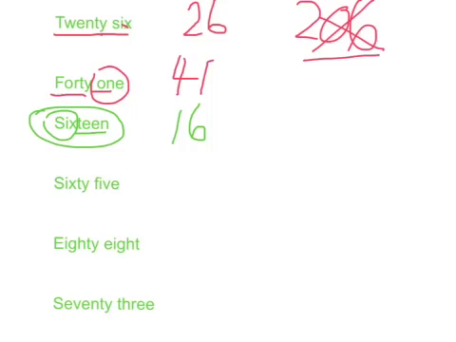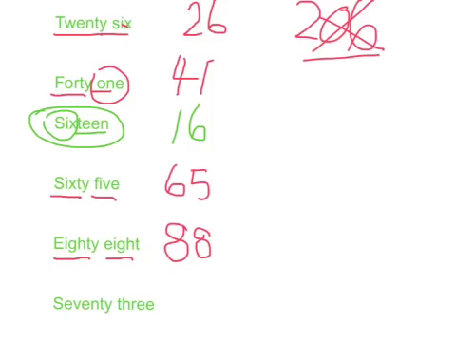Okay, our next word, sixty-five. Okay, so starting with the tens first. So sixty is 6 tens, and 5, we put the 5 after it to say 65. All right, let's look at our next one, eighty-eight. All right, starting with our tens, eighty. So I know that's 8 in the tens column, and 8 ones next to it, 88.